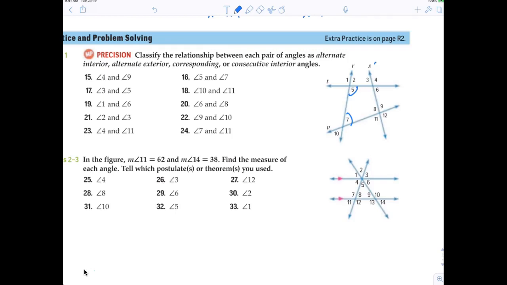All right, here we go. I want to look at 5 and 7. 5 and 7, those are what?